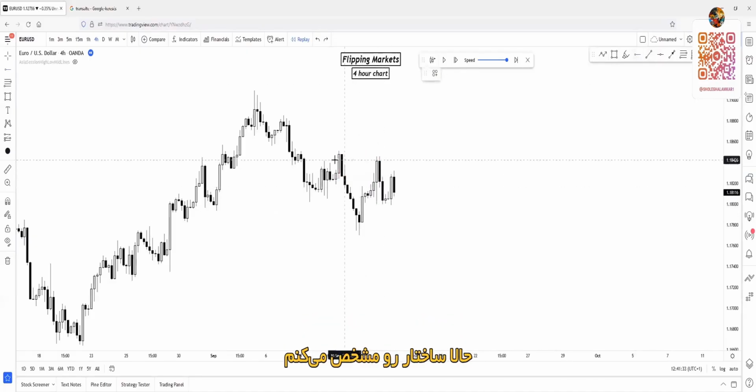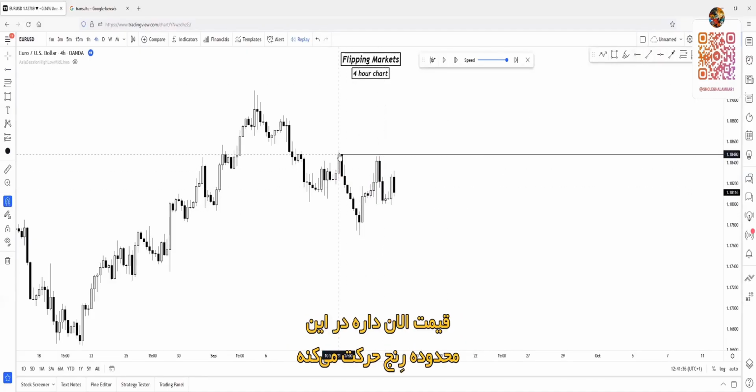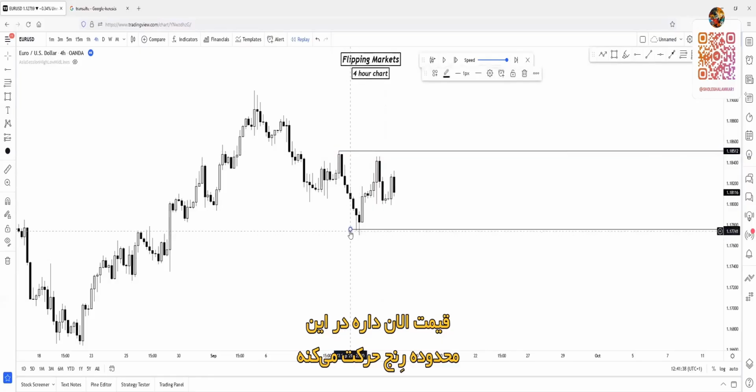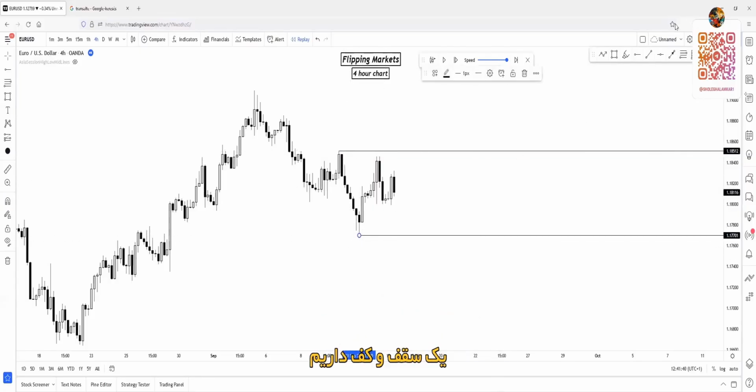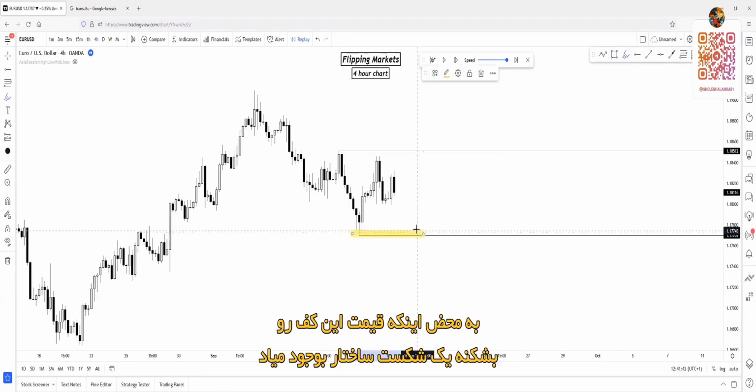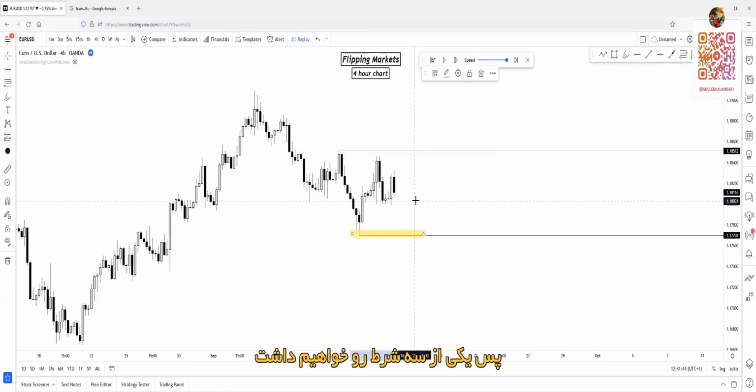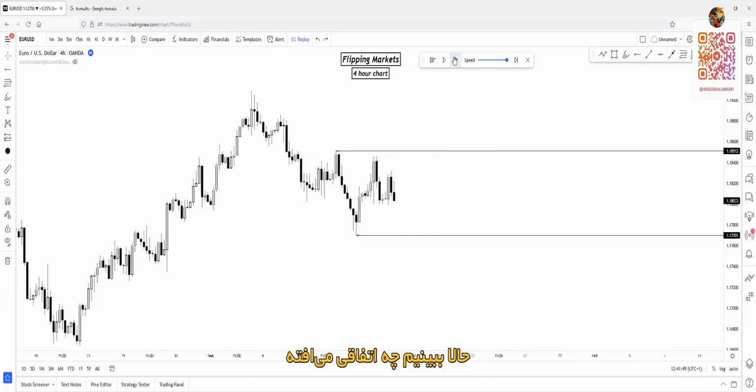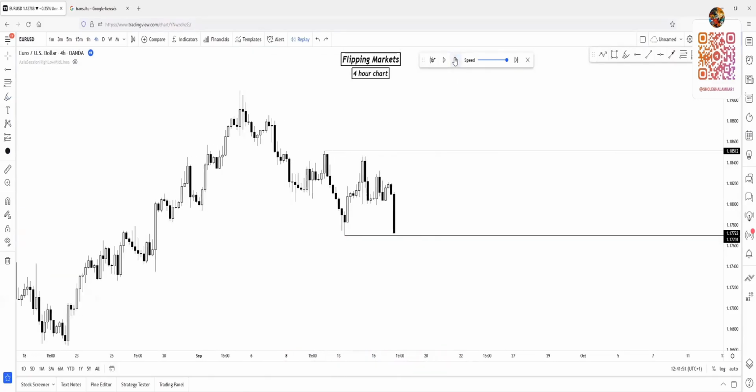So I will just mark the structure. Price is currently moving in this range. We have a high and a low. As soon as price breaks this low point, it will create a break of structure. So one of the three criteria will be fit. Okay, let's see what will happen. It's moving in the range.